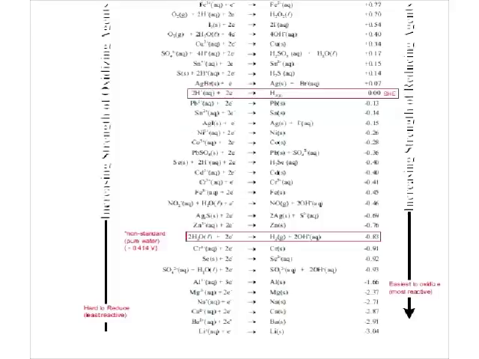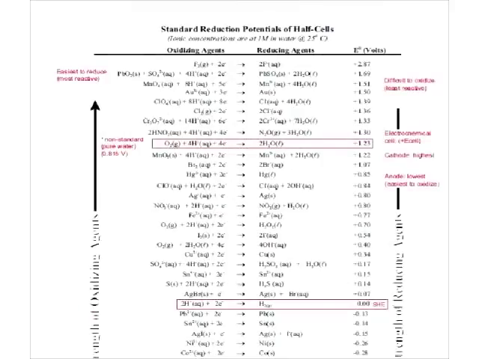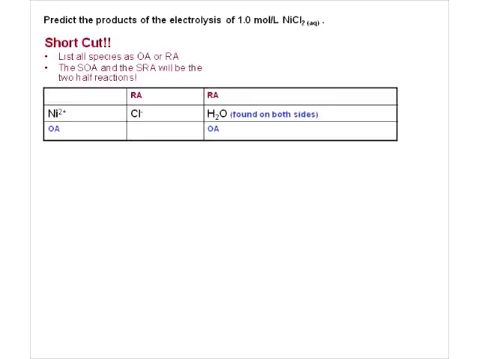I do the same thing with chlorine. I look up here and say chlorine and water. Oh, look at that. Water is stronger. Stronger is lower. So we're going to see water on one side, nickel on the other. So when I go back here, I would list this as my strongest oxidizing agent. I'm going to use that. This is my strongest reducing agent. I'm going to use that.